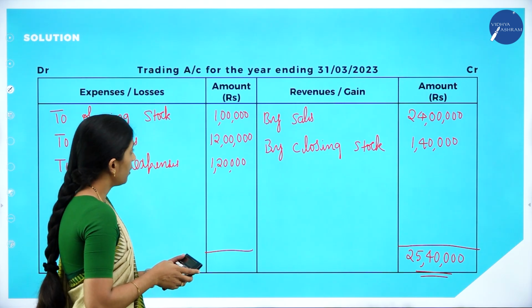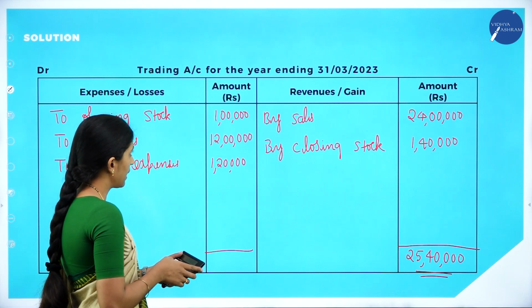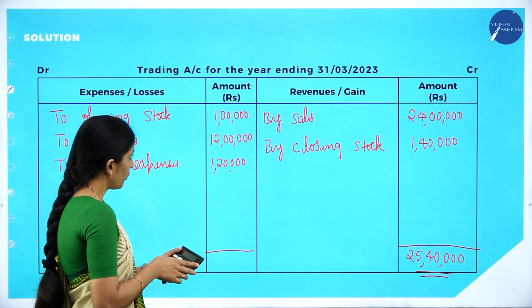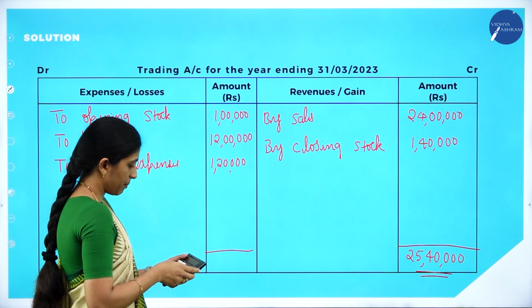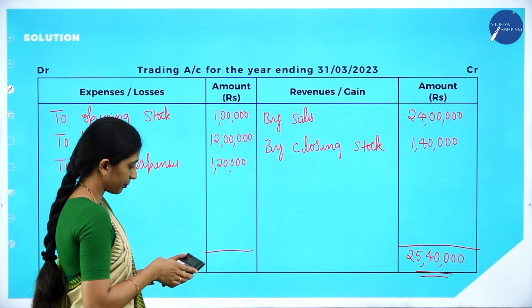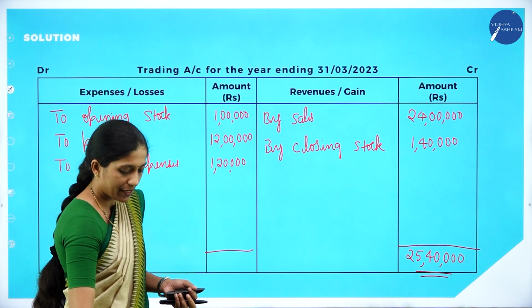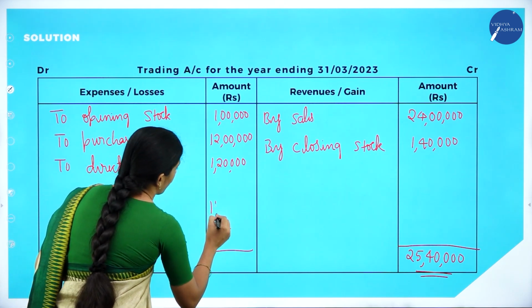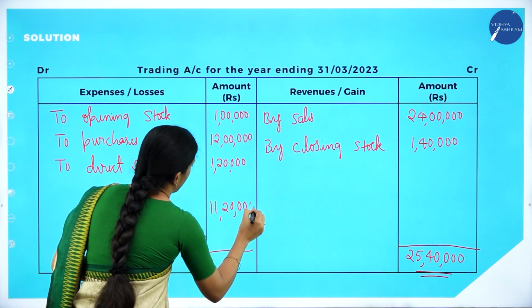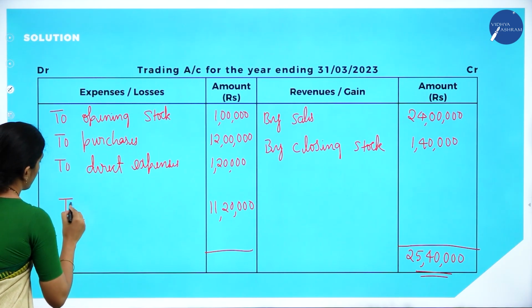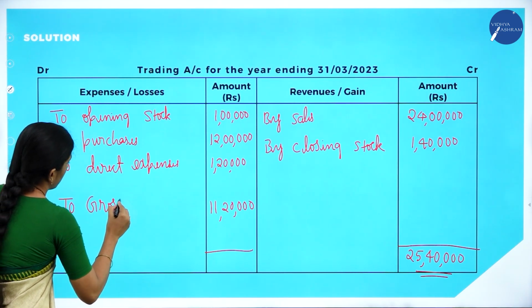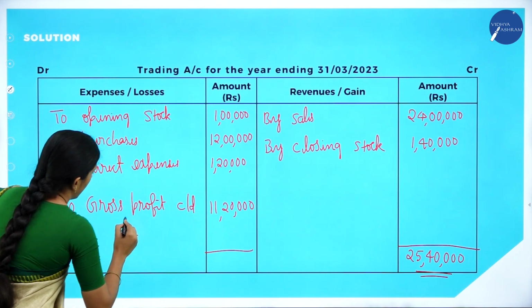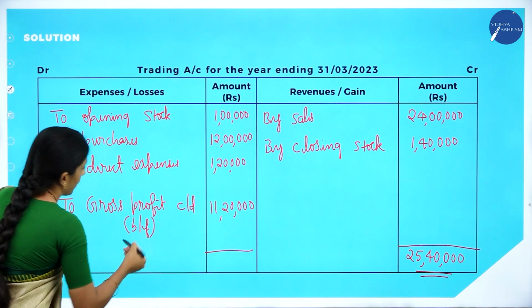So 25,40,000 minus 12 lakh minus 1,20,000 minus 1 lakh. So you will get 11,20,000. So 11,20,000 is gross profit. So how do you write? To gross profit carried down, and this is the balancing figure.